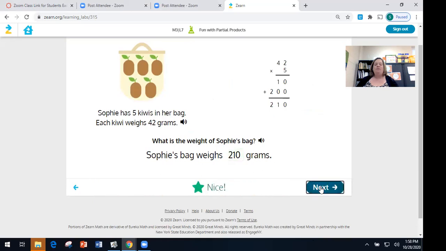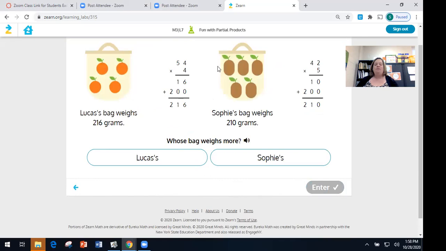Now, I don't remember how much Lucas's bag weighs, so we need to look. Lucas's bag weighed 216 grams. Sophie's bag weighs 210. Even though it had one more fruit in it than Lucas's, Lucas's bag weighs more by 6 grams.